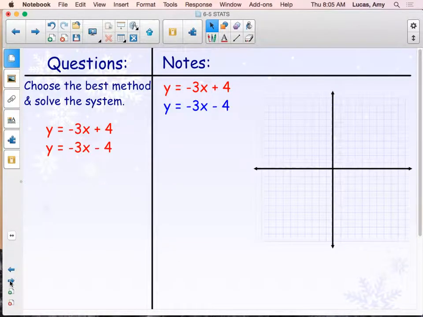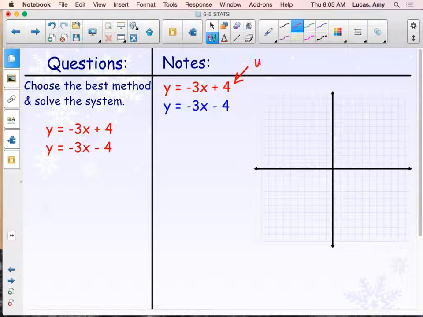So in this section, it's going to be your choice. You're able to choose the best method to solve the system and then use that method. So this first one, you see my choice is graphing. So they're both in slope-intercept form. The red line starts at the y-intercept of 4, so positive 4 on the y-axis, and then it goes down 3 over 1, like this.